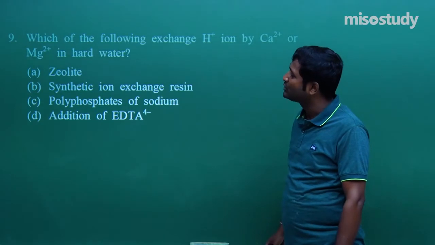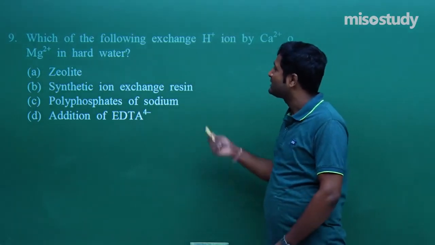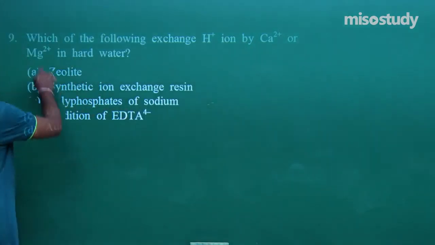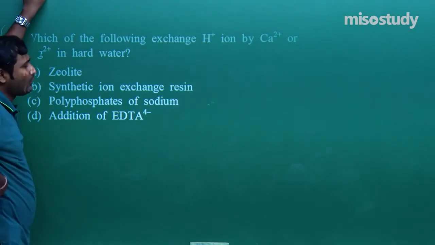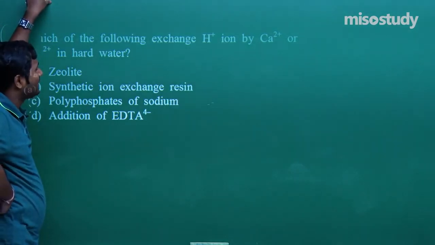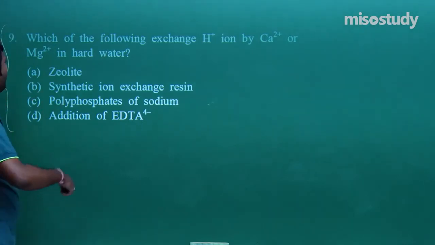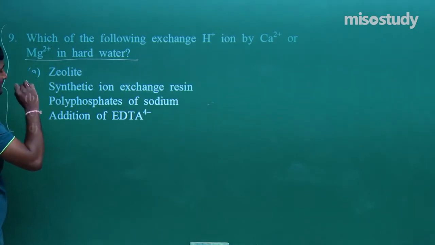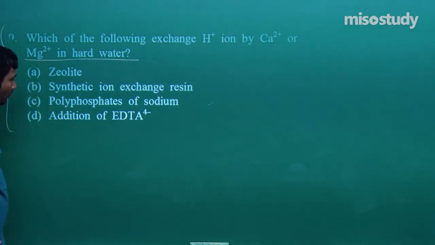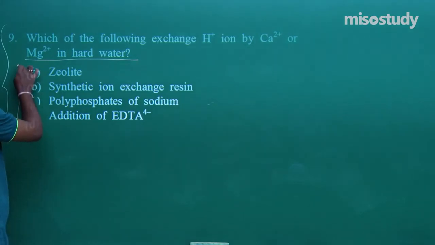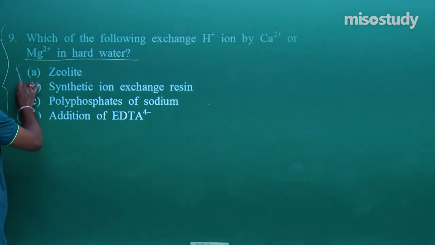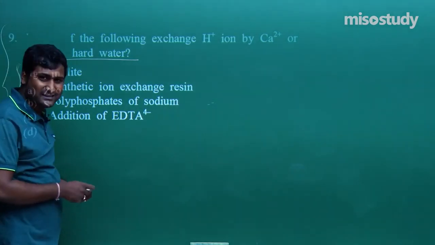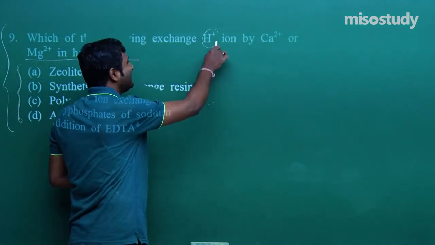Now let's move to question number 9. Now this is your turn, you have to give the answer. What is given here? Look at. Which of the following exchanges H plus ion by Ca2 plus or Mg2 plus in hard water? This is the question. As we all know, this is the method related to removing the hardness of water. And how to exchange? That is the ion exchange resin method.